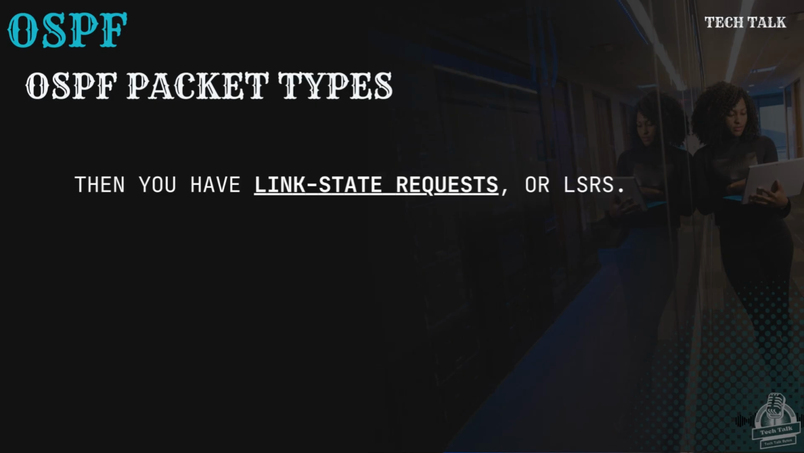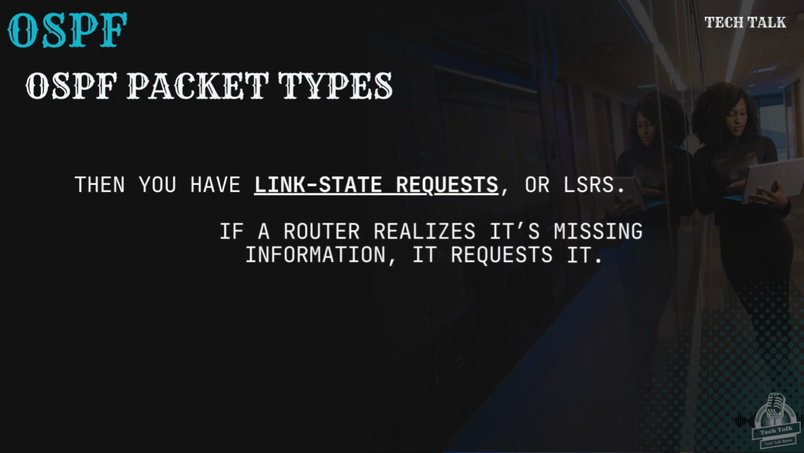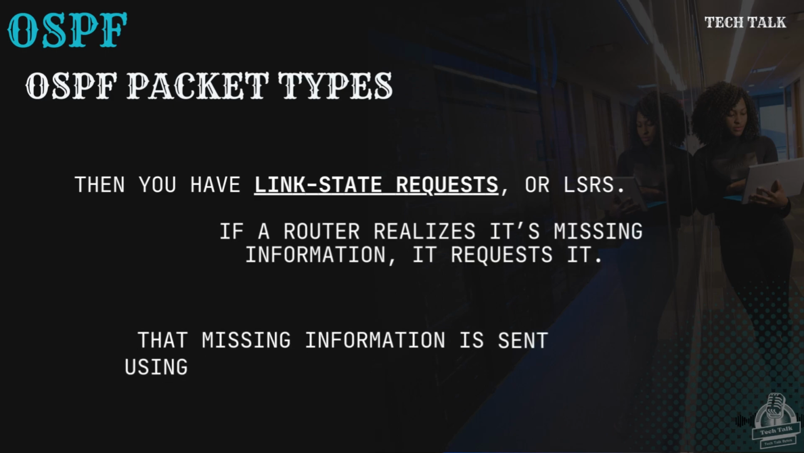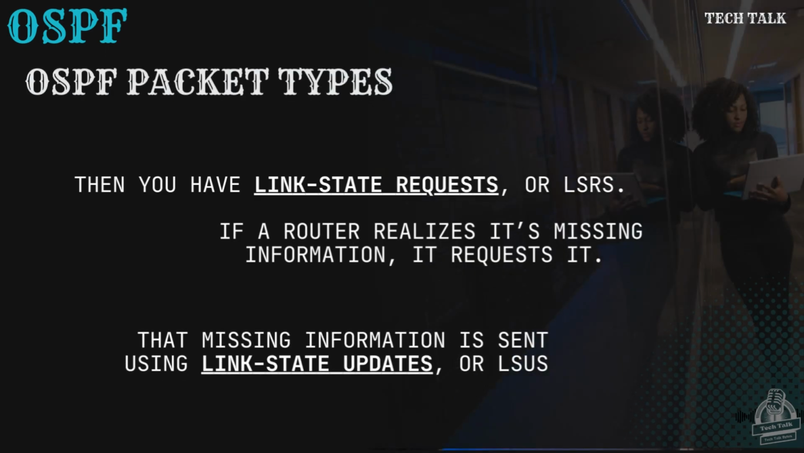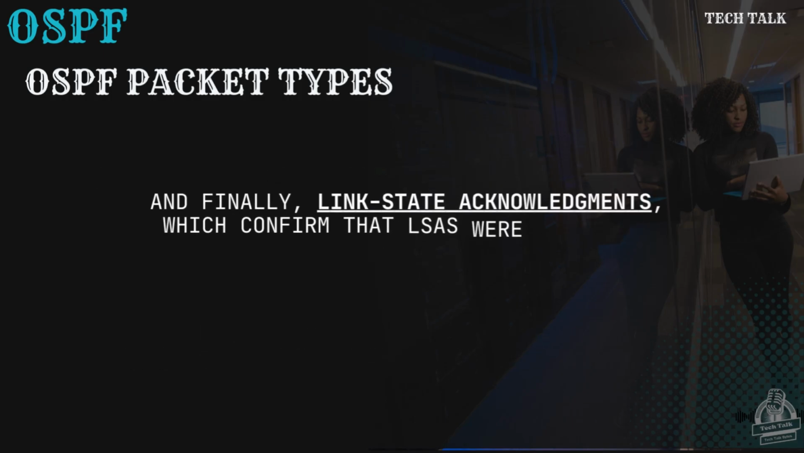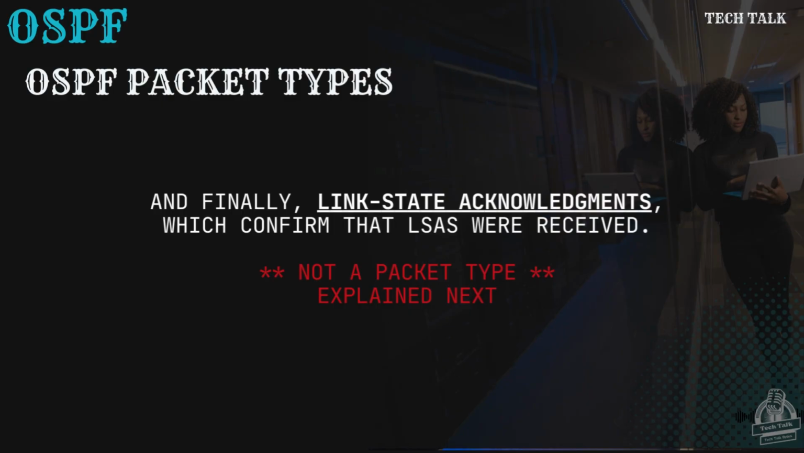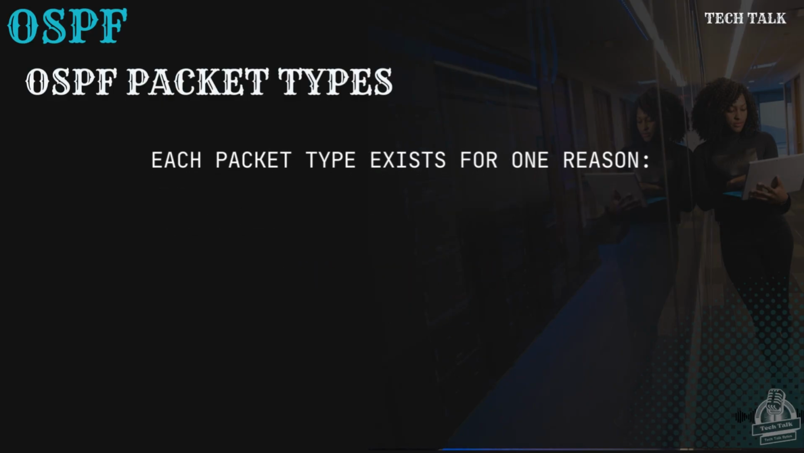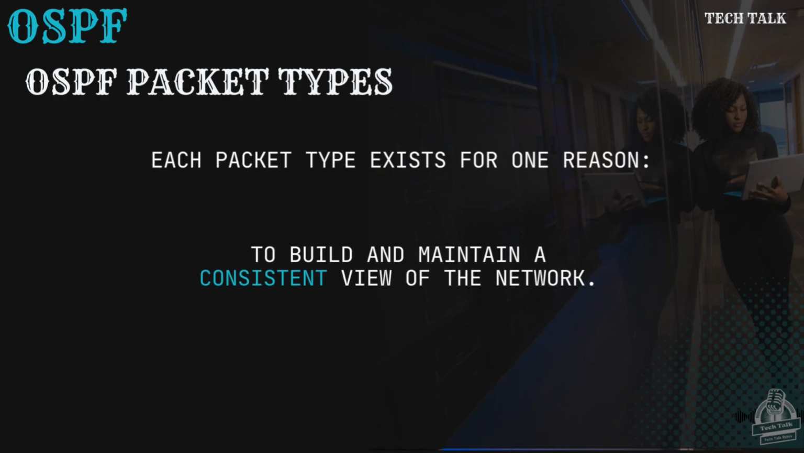Then you have link state requests, or LSRs. If a router realizes it's missing information, it requests it. That missing information is sent using link state updates, or LSUs. And finally, link state acknowledgements, which confirm that LSAs were received. Each packet type exists for one reason: to build and maintain a consistent view of the entire network.